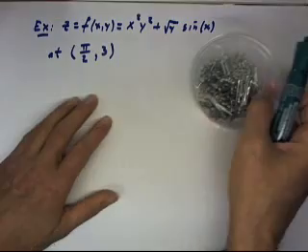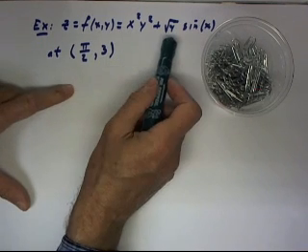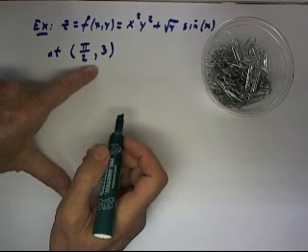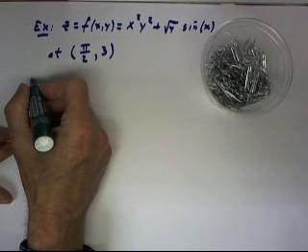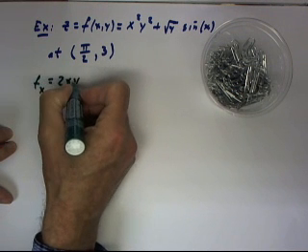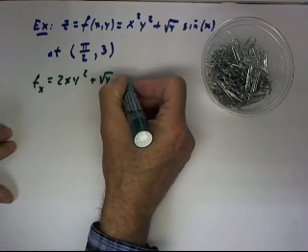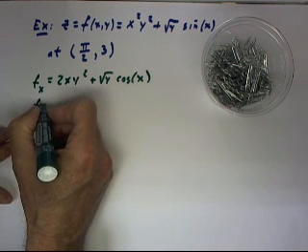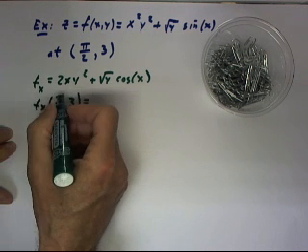If we have a function, as an example, f of x, y equals x squared y squared plus the square root of y sine x, and we want to examine its behavior in the neighborhood of the point pi over 2, 3. We calculate the x derivative of the function, which is 2xy squared plus square root of y cosine of x, so that f_x at the point pi over 2, 3 equals what?